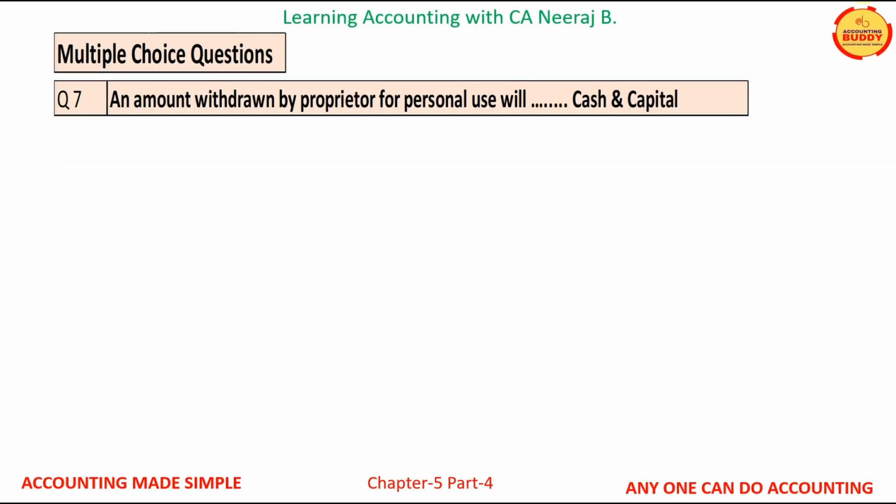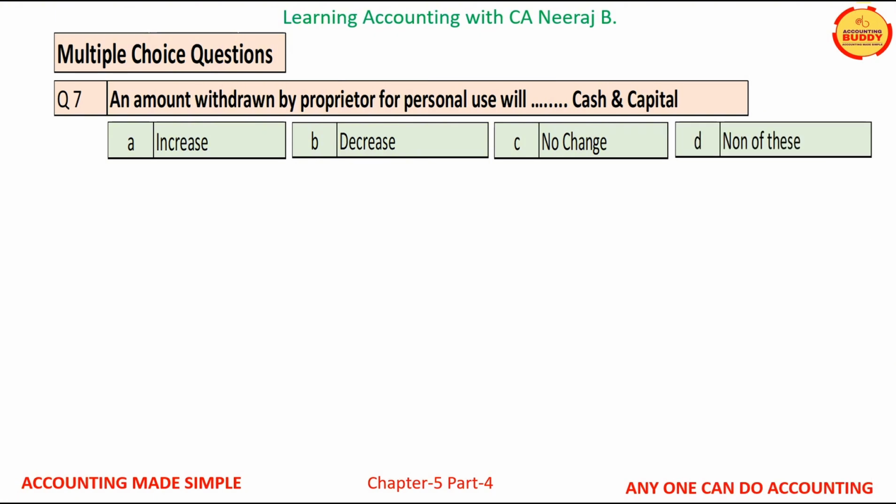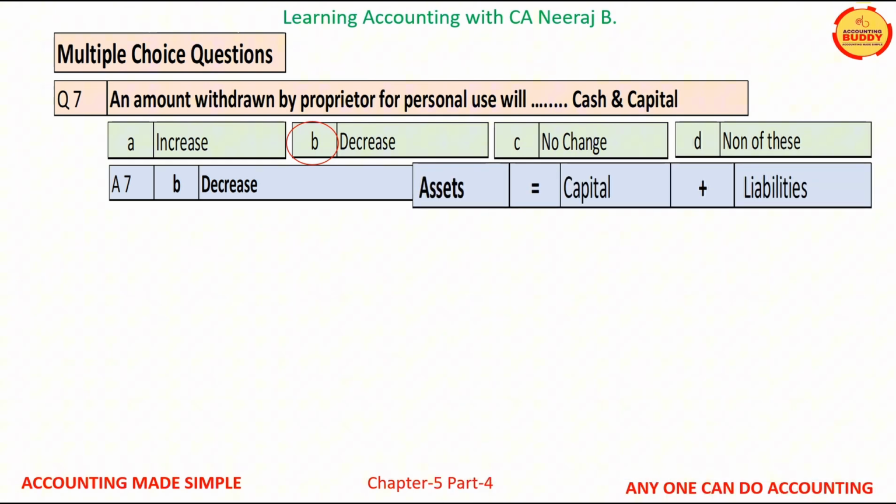Question number 7 on your screens is, an amount withdrawn by the proprietor for personal use will dash the capital and the cash account. The available options are option A, cash and capital will increase, option B, they will decrease, option C, there will be no change in cash and capital, and option D is none of these. Now the correct answer is option B. Let us understand this transaction with the accounting equation. Cash withdrawn by the proprietor will reduce the cash, which is an asset, and the drawings will reduce the capital.